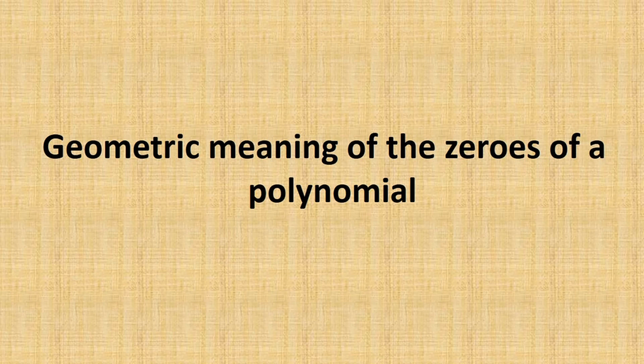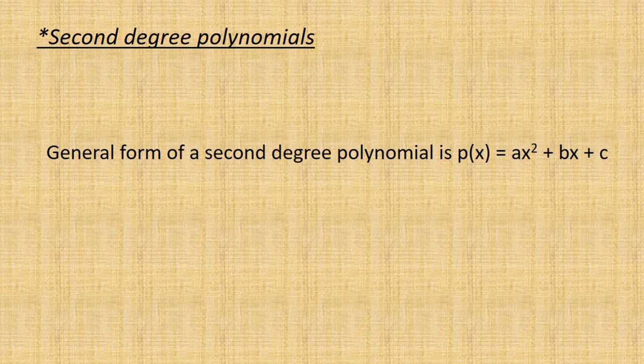In the last lesson, we discussed the geometric meaning only for first degree polynomials, or linear polynomials. And today we'll discuss the geometric meaning of zeros for higher degree polynomials. Okay. So we start with the quadratic polynomial, or second degree polynomial.